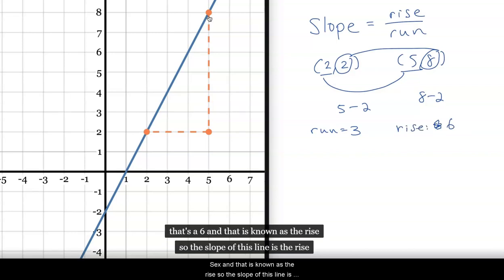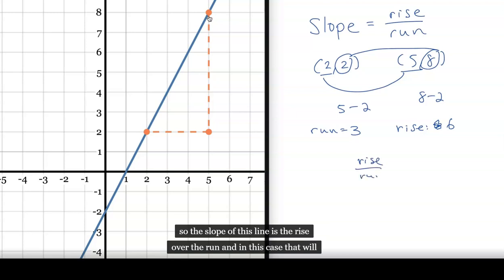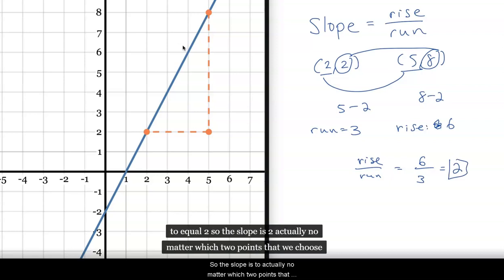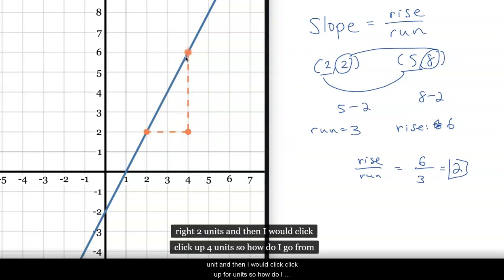So the slope of this line is the rise over the run, and in this case that would be 6 divided by 3, which just so happens to equal 2. So the slope is 2, no matter which 2 points we choose. I can click the line to erase it. What if instead I wanted to choose the point (2, 2) and the point (4, 6)? Well, I go right 2 units, and then I click up 4 units. So how do I go from this point to the other? The rise would be 4, and the run is 2 units. That's 2. We still get the answer of 2. The slope of a line is always constant. In this case, the slope is 2, no matter which 2 points we choose.